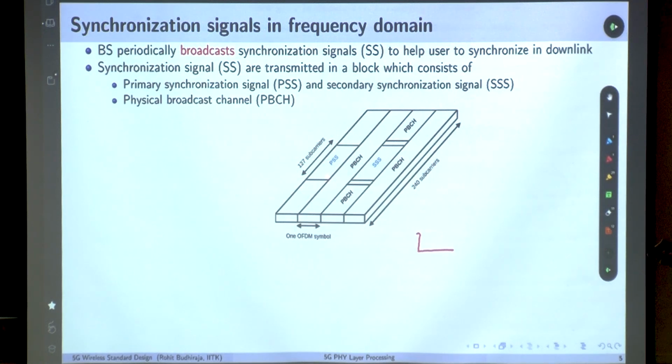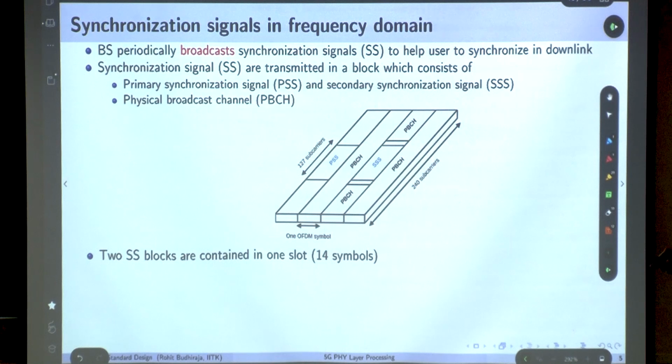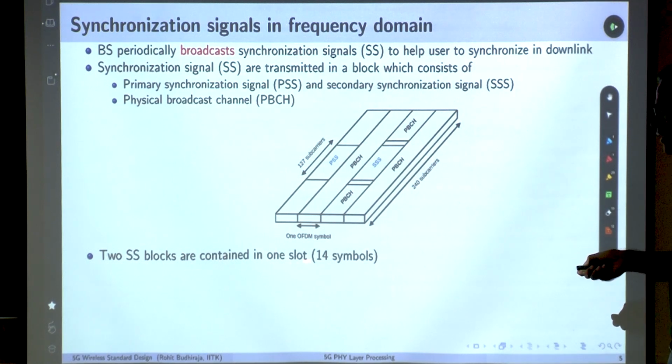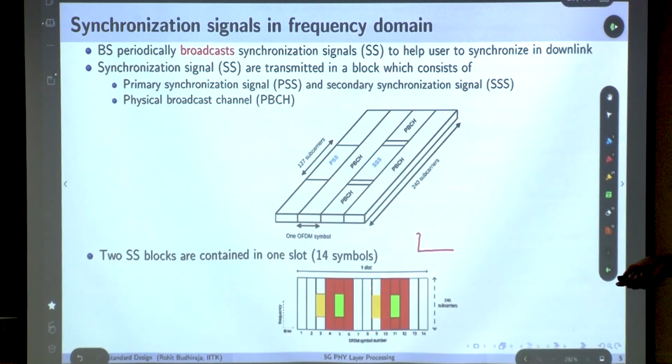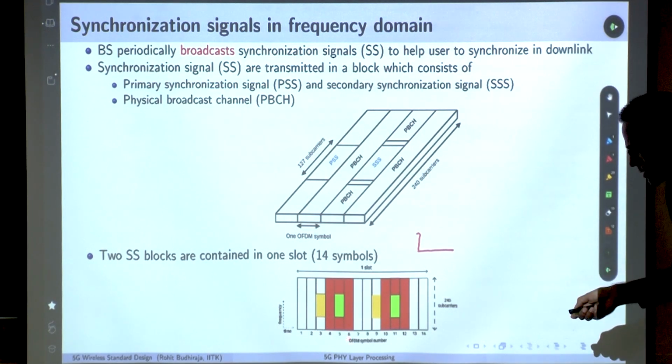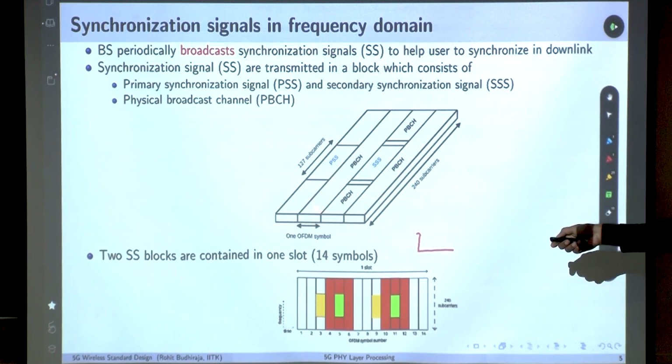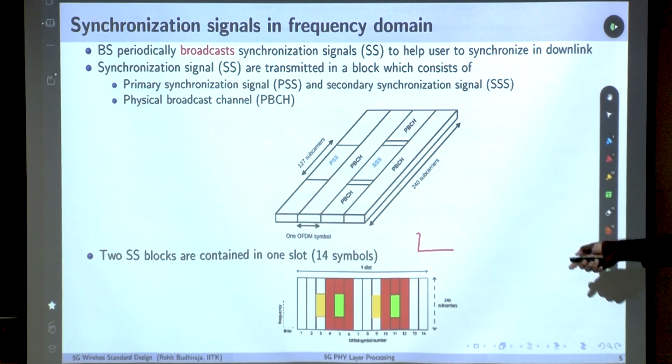So this is what it is. Okay, and then there are two synchronization blocks contained in one slot. They come like this. I'm just telling you, so this is one. Look at this. How many symbols are coming? 1, 2, 3, 4 symbols, right?